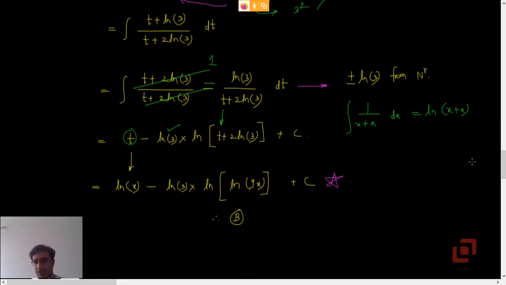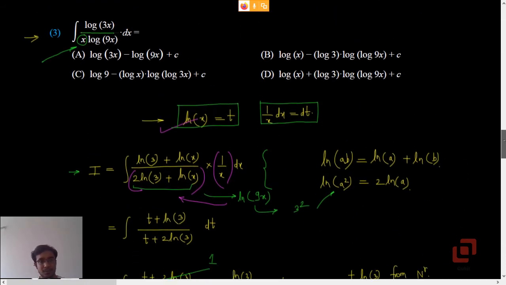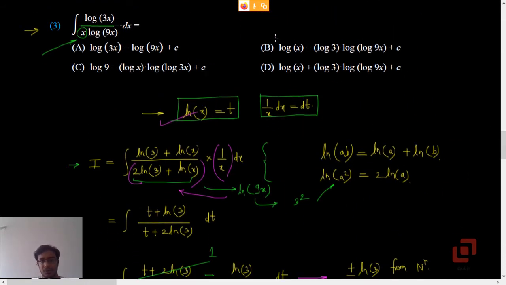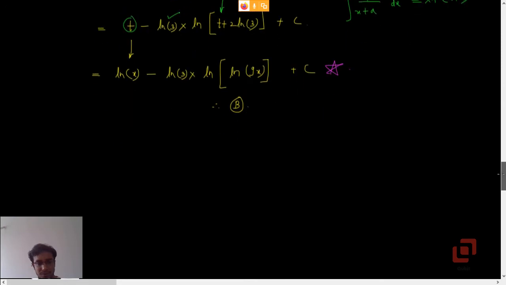Let us check whether it is there in the options. Log of x minus log of 3 into log of log 9x. So here we have a composite function. Outer function is log and the inner function is also logarithmic. Alright. So that completes third question. Let's go to fourth.